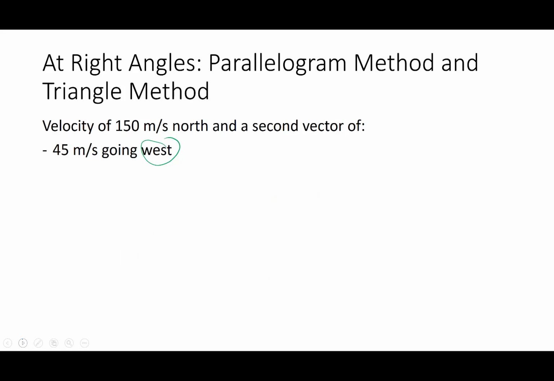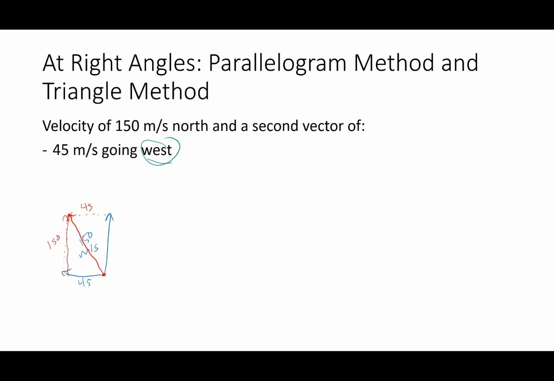Okay, now our next problem. Same 150 meters per second going north, but this time my second vector is 45 going west. So if I do it using the parallelogram method, I'm going to extend both of my branches here, and then my resultant is from the vertex where my vectors are joined to this location over here, and then I can transpose all of my information.